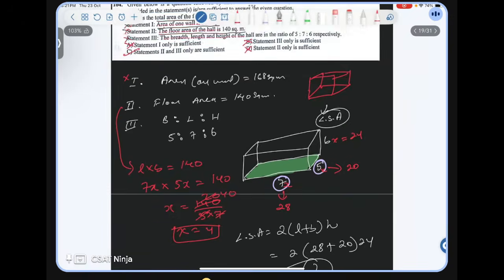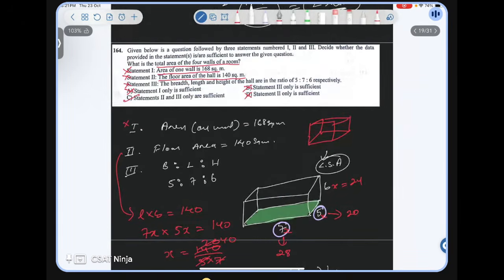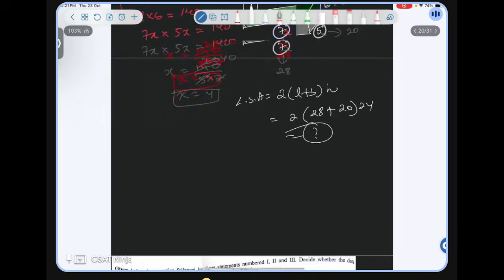So that's how we solve, okay? Are we clear with this? Any doubts you want me to clarify? Clear? Shall I move on to next?